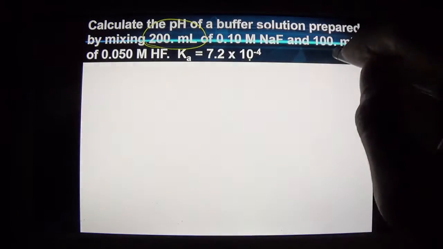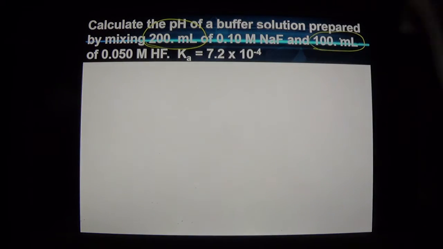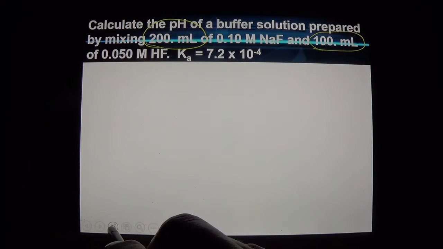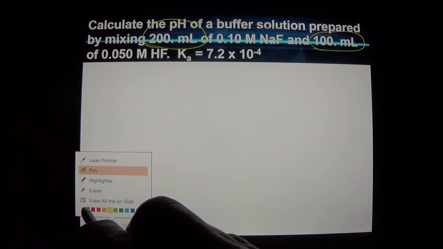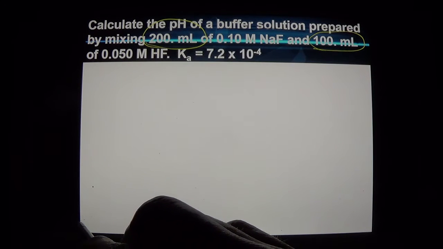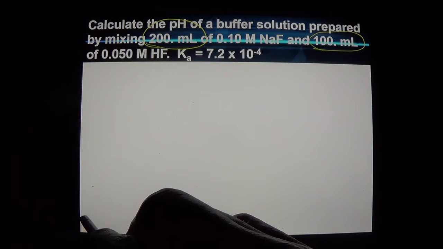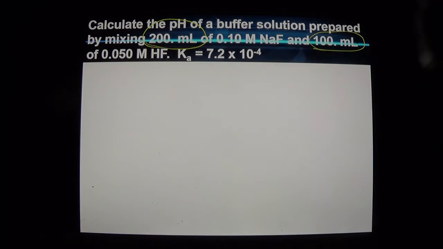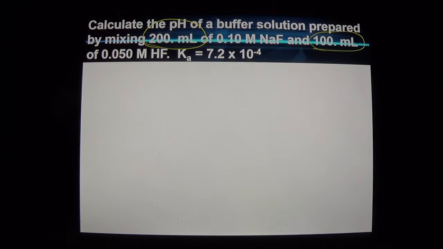I'm mixing 200 milliliters with 100 milliliters. So I need to account in my calculations for a total volume of 300 milliliters. That's going to dilute both of these. Okay, so you want to be sure you account for the dilution. The way I recommend accounting for dilution is that you take your molarities and your volumes and you turn that into moles.